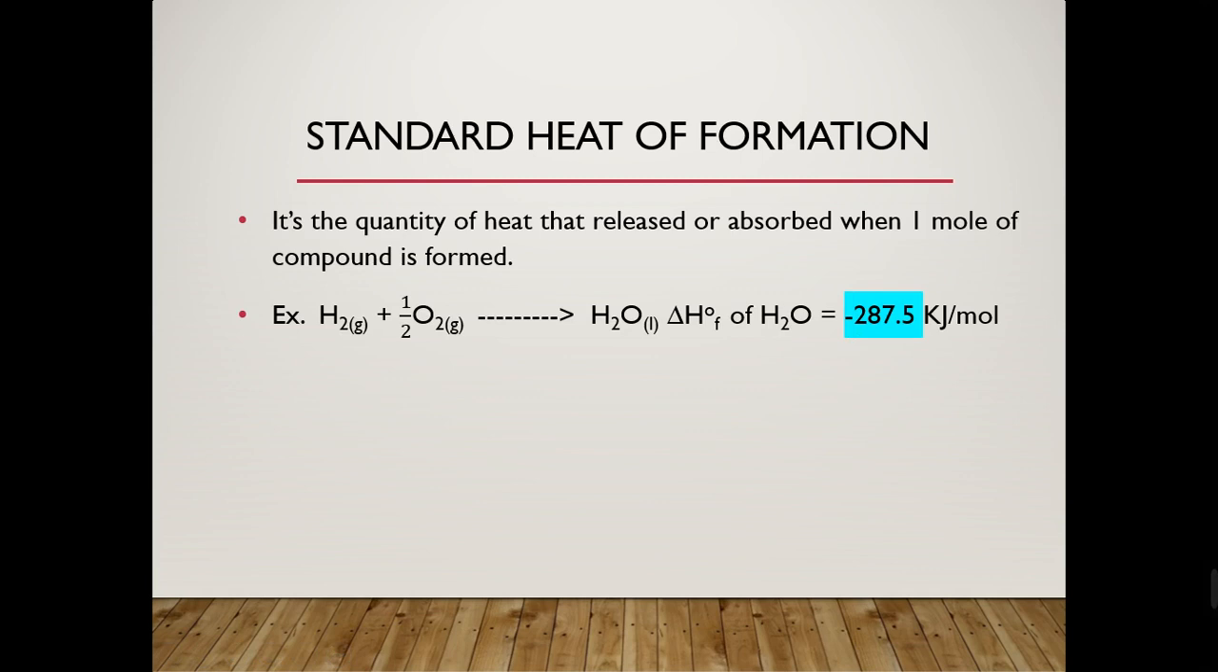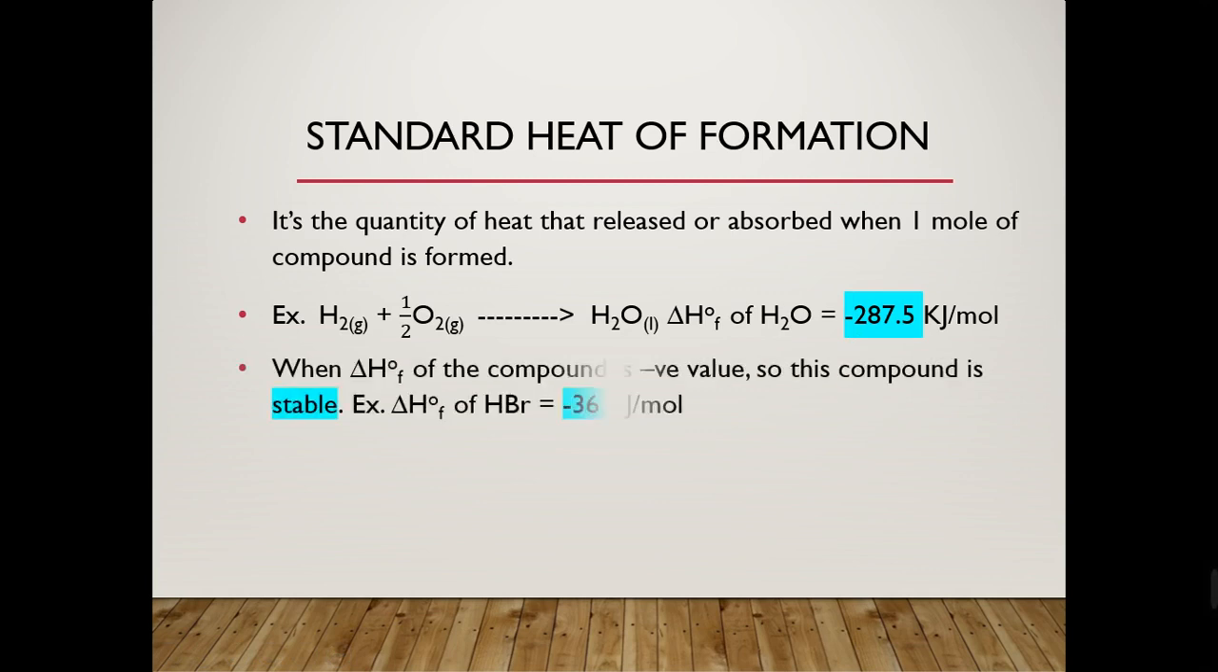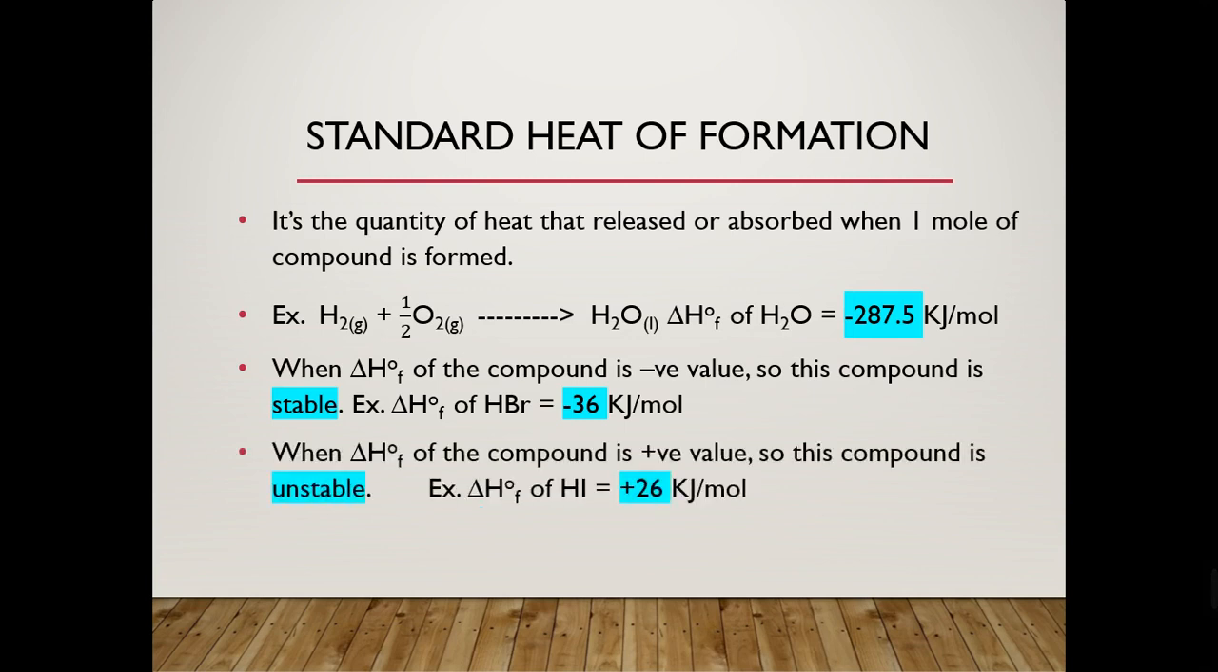And the difference between exothermic reaction and endothermic reaction in the formation of the compound is very important, because when the standard heat of formation of any compound carries a negative sign, it reveals that this compound is stable, rather than another compound like hydrogen iodide or hydroiodic acid. The standard heat of formation of this compound carries a positive sign, which is unstable.